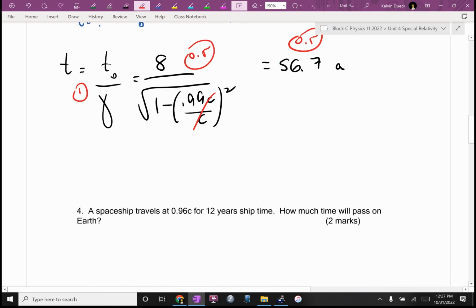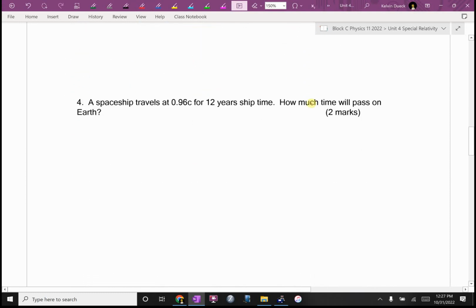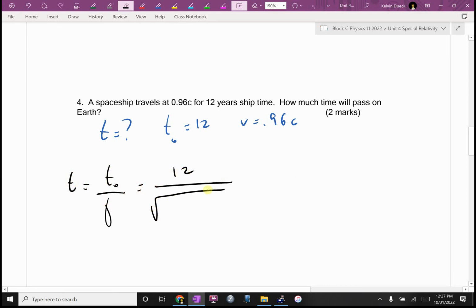Number 4 is basically the same question as number 3, but with different numbers. They want me to find t again. T0 is 12. V is 0.96c. So again, it's going to be t equals T0 all over the square root function. It's going to be 12 divided by the square root of 1 minus 0.96c over c all squared. Do you see?